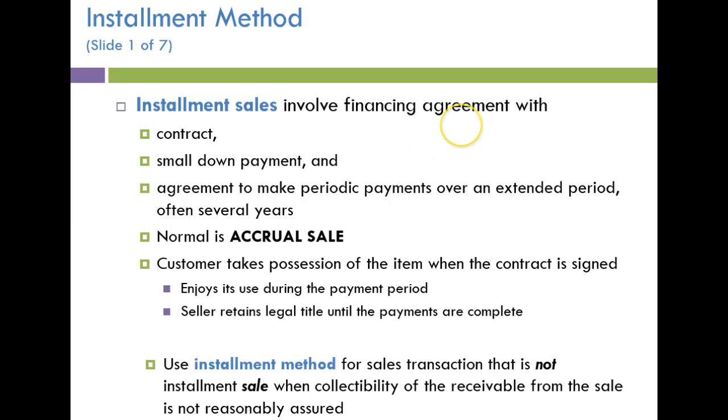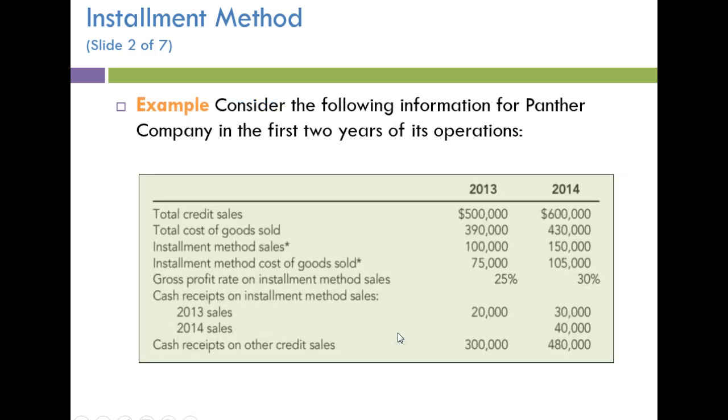Under the installment method for sales transactions, you use it when collectability of the receivable from the sale is uncertain. You use the installment method when you're not 100% sure you're going to get the money because you're getting it over a period of time. Here's an example of this installment agreement.